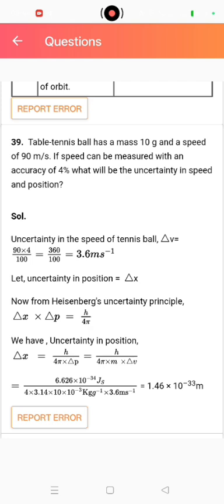Now, using the Heisenberg uncertainty principle equation, we can find the uncertainty in position. Delta x is equal to h by 4 pi delta p, p equal to mv. So h by 4 pi m into delta v. Okay, delta v is given to us; we have now calculated the uncertainty in the speed. So using that we can find delta x.